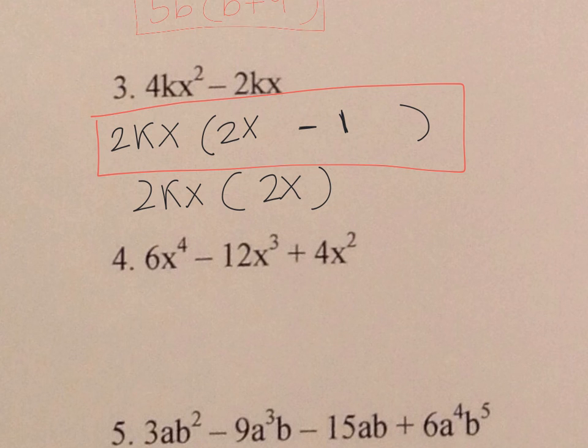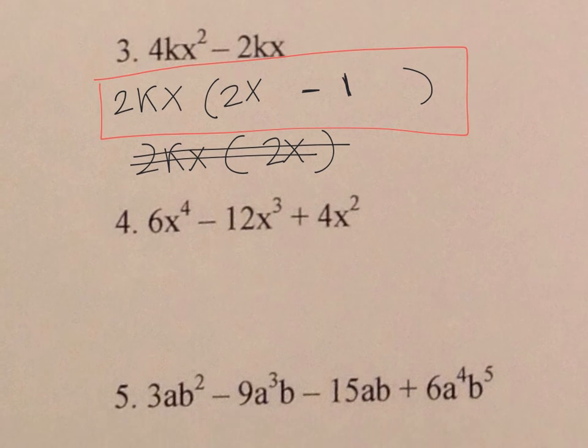So let's check. 2 times 2, that's a 4. K, so that's a k. X times x is x squared. Okay, where's the second term? It's gone. So this factored form is incorrect. So if you factor something out completely, make sure that you have a 1 over here to represent it once you distribute. Okay? Now let's move on to number 4.